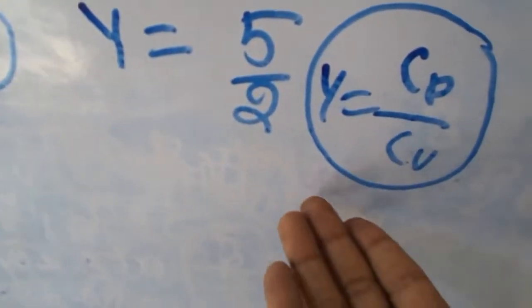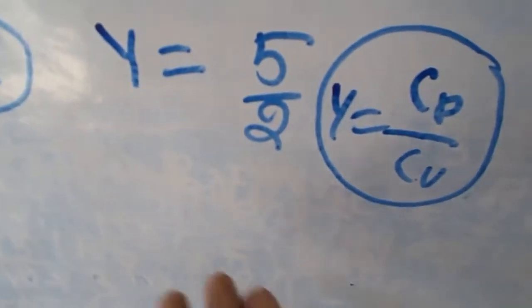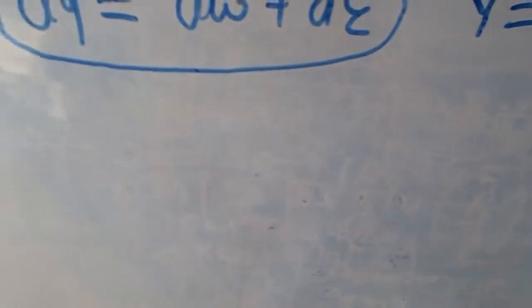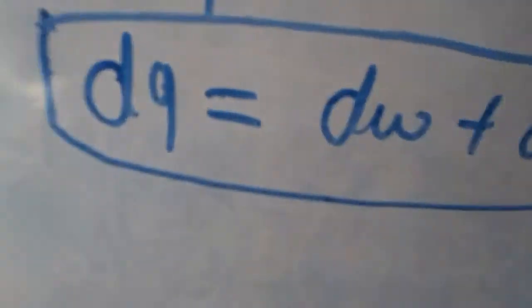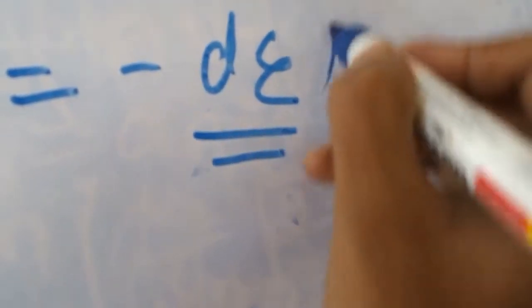If you know it, then it is good. If you forget, don't bother, we'll derive all these things, whatever we require to solve the question. Okay guys, so my process is adiabatic. I can write dW is equal to minus dE.